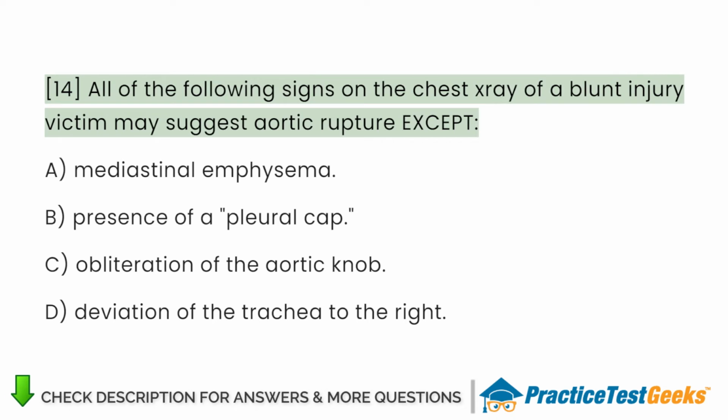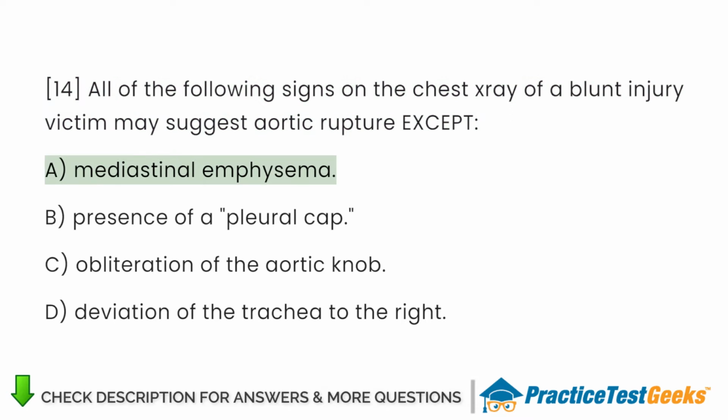All of the following signs on the chest X-ray of a blunt injury victim may suggest aortic rupture except: A. Mediastinal emphysema. B. Presence of a pleural cap. C. Obliteration of the aortic knob. D. Deviation of the trachea to the right.